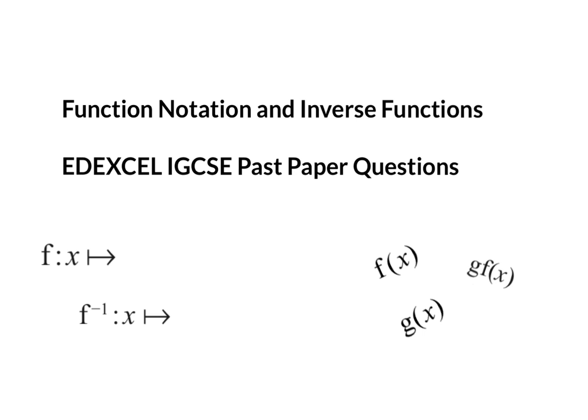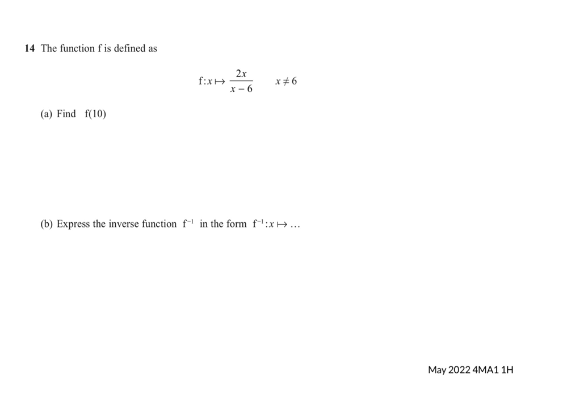In this video, I'm going to go through 3 IGCSE past paper questions involving function notation and inverse functions. In this first question, they give you a function, f of x, which is 2x over x minus 6, with the restriction that x cannot be equal to 6. They ask you to find f of 10, and then it asks you to find the inverse function.